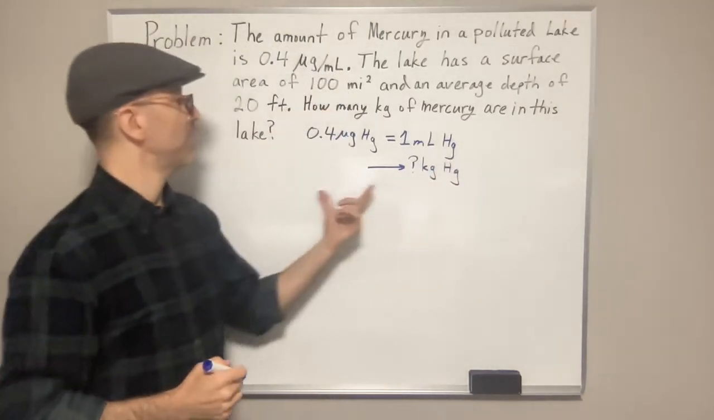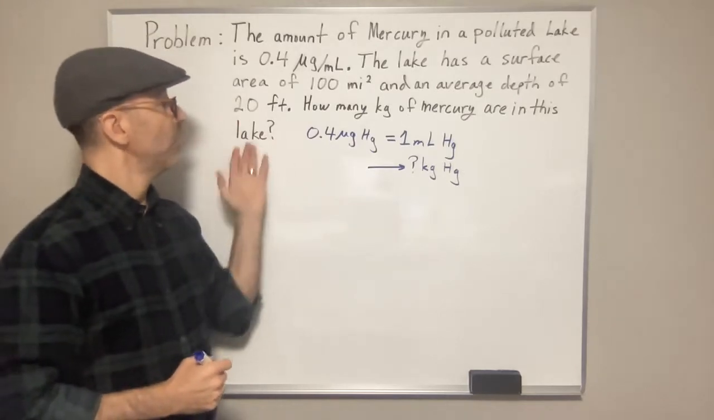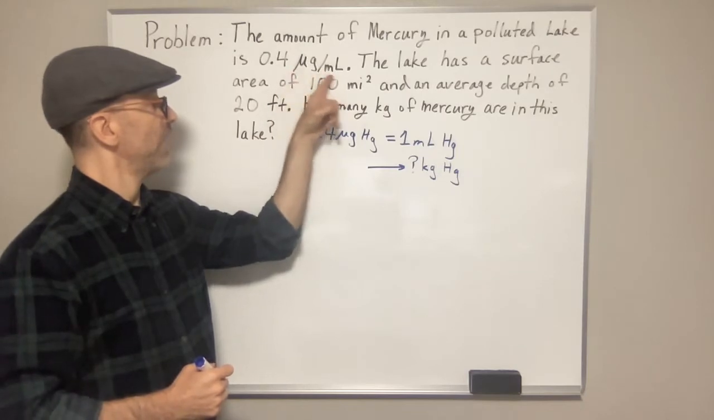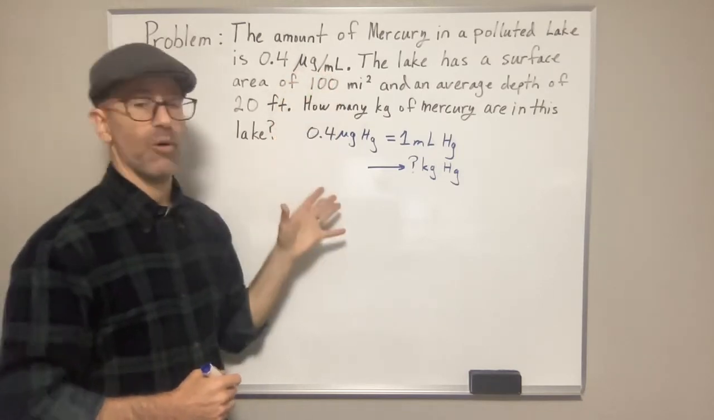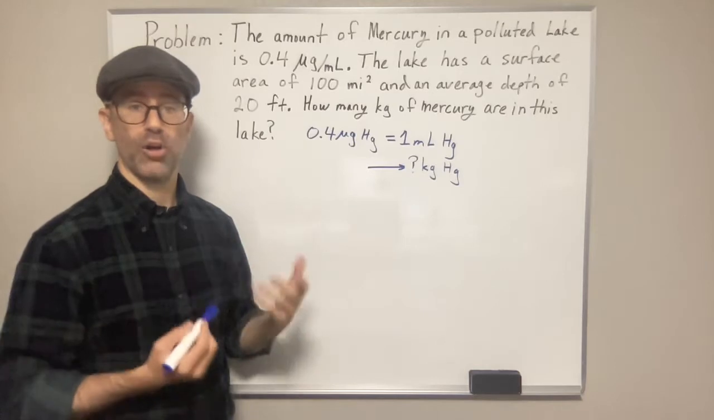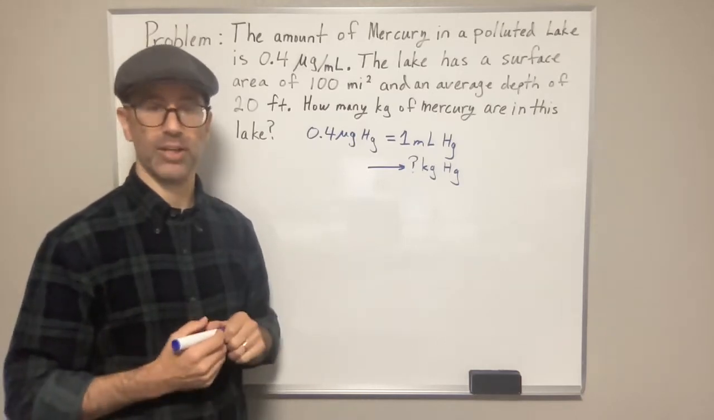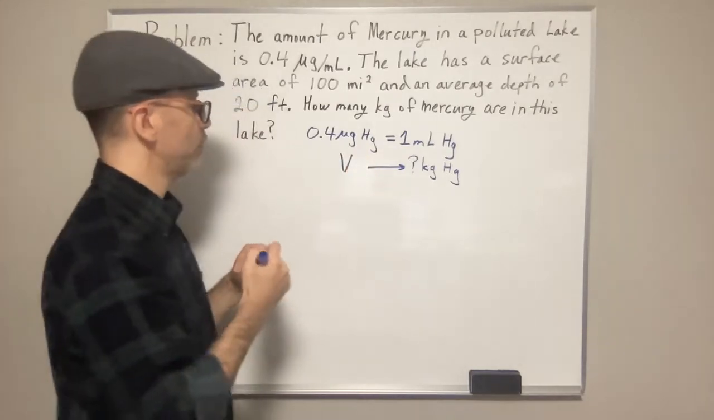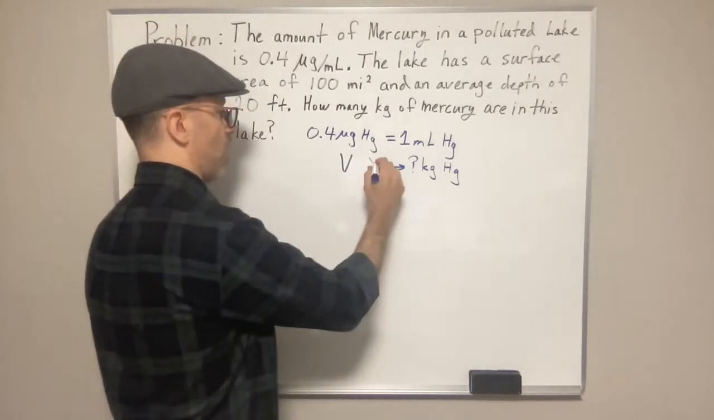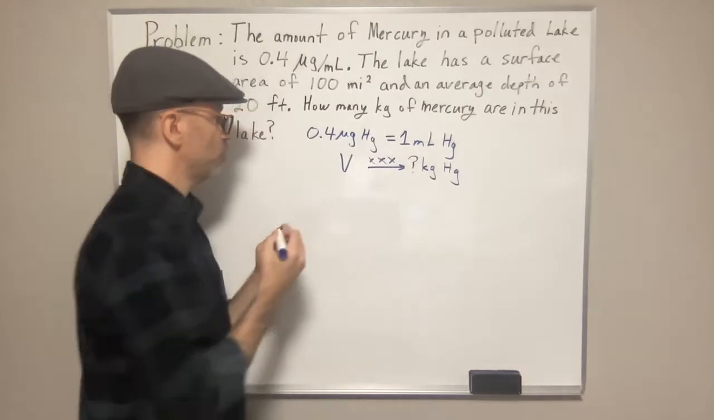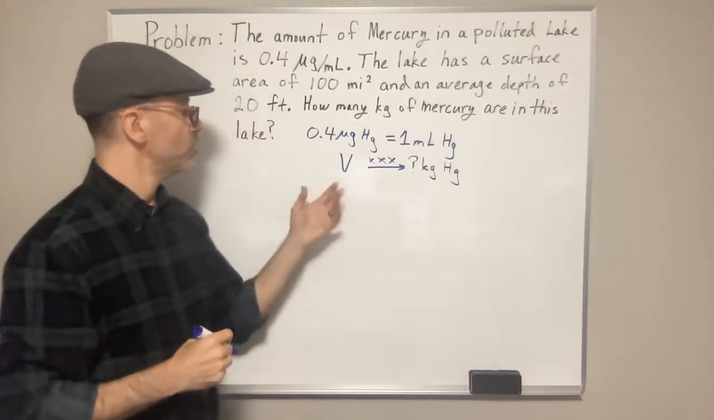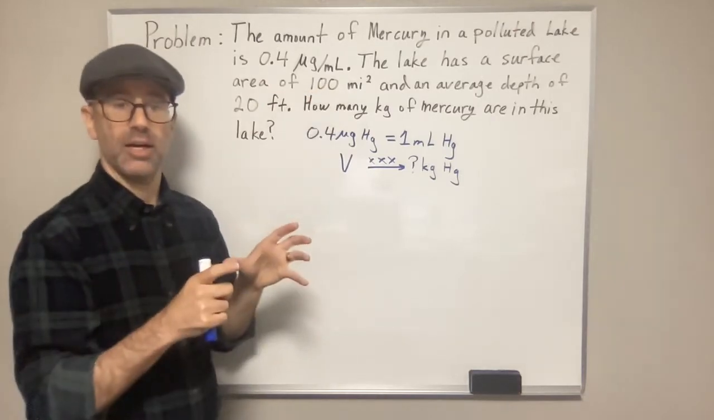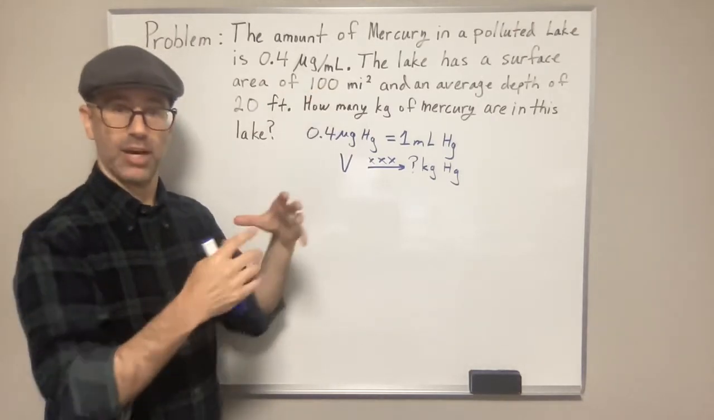So where do we begin? Since they give us the concentration, there's milliliters and micrograms. We're going to have to start with the volume of the lake, but we're going to need to calculate that. Once we get the volume of the lake, we can then use our conversion factors to find the kilograms. They gave us the surface area, so it's area multiplied by the length of your cylinder.